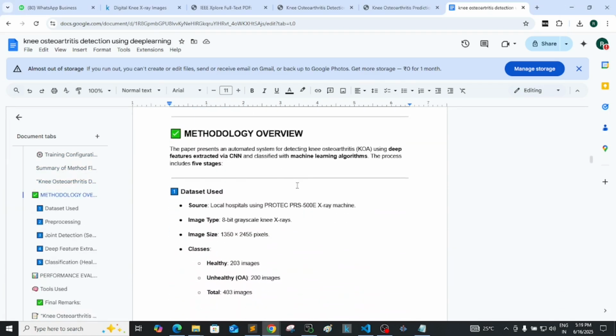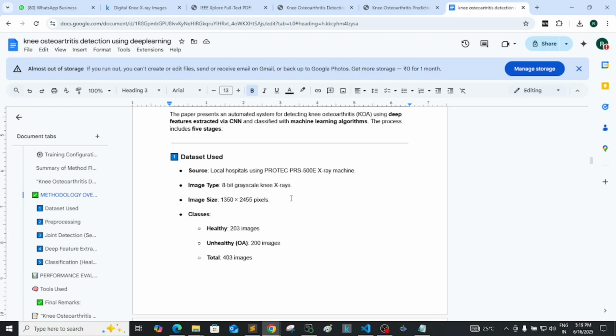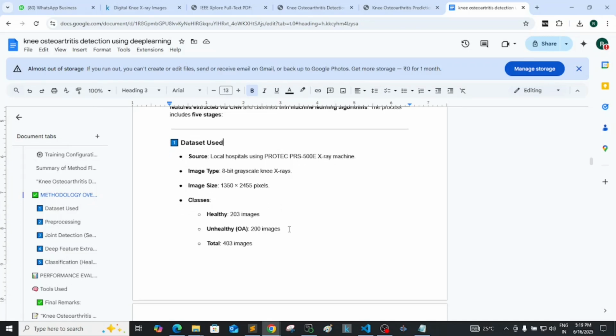You can see here the detail of that second paper. Here they are using a dataset called Protect PRS 500. 500 X-ray machine images they are getting, and the image types are 8-bit grayscale knee X-ray images with image size 1352455. They are using their own data: healthy 203 images, unhealthy 200 images, total 403. This is binary class. What we say, it means only two classes, yes or no, like that condition.